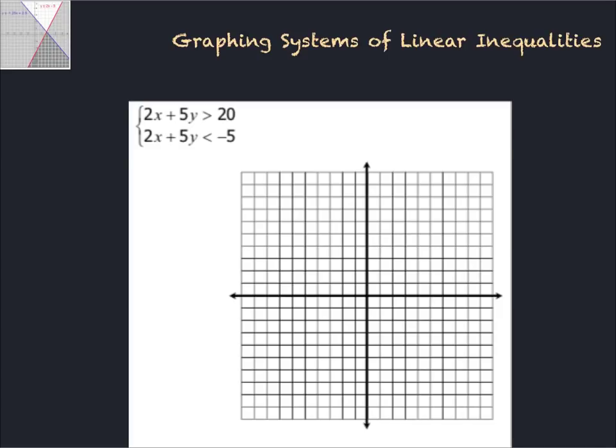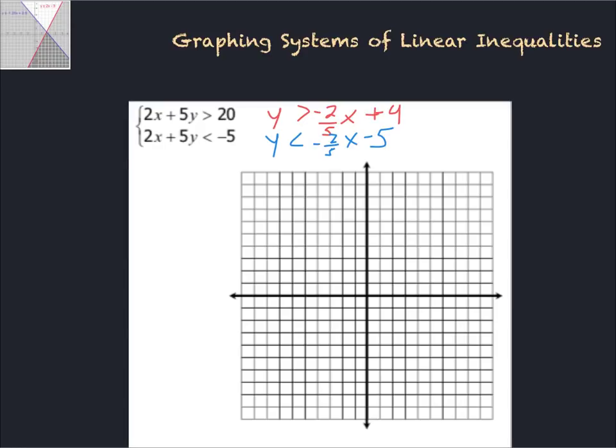Now this one's going to be interesting, so let's go ahead and solve this one. Go ahead and pause the video and solve for y. You should know how to do that already, so solve each of these equations for y so that we have them in slope-intercept form. If you did that, you should have gotten y is greater than negative 2/5 x plus 4, and y is less than negative 2/5 x minus 5.